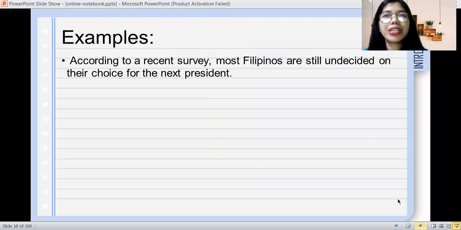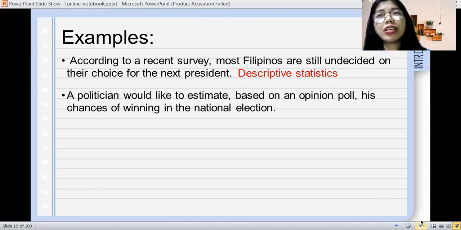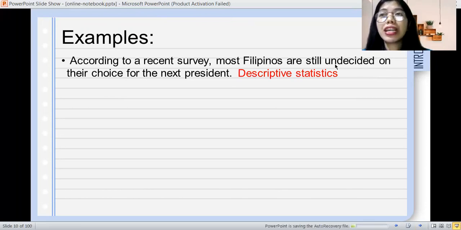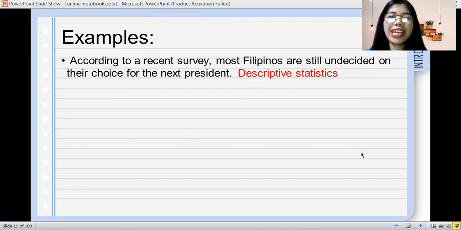First, according to a recent survey, most Filipinos are still undecided on their choice for the next president. Now, ano sa tingin ninyo ito? Is it a descriptive or inferential? Now, kung yung answer ninyo is descriptive statistics, then you are correct. It is descriptive statistics as it simply describes and summarizes the gathered information. So, nag-describe lang siya dito. Wala tayong makikita na any prediction from this example.